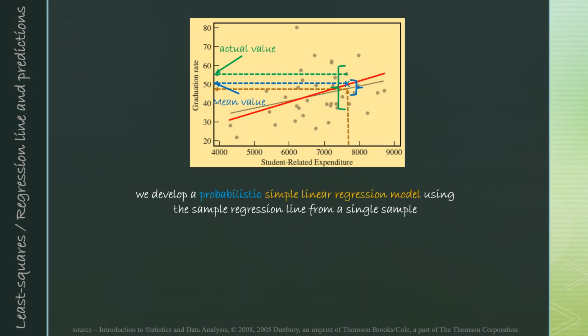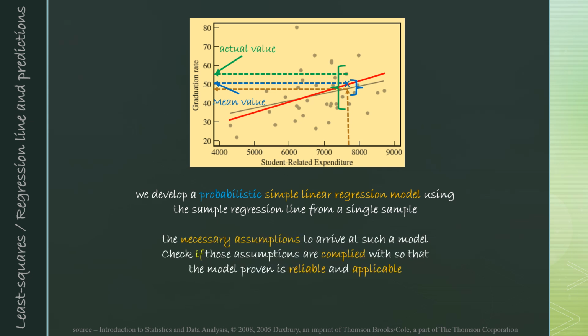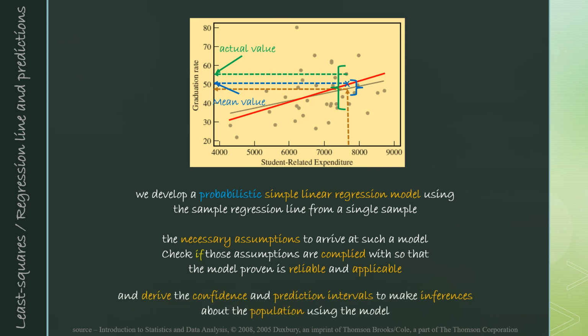In the rest of this lecture and part 2 of this lecture that follows, we develop a probabilistic simple linear regression model using the sample regression line from a single sample, explain the necessary assumptions to arrive at such a model and check if those assumptions are complied with so that the model is proven reliable and applicable, and derive the confidence and prediction intervals to make inferences about the population using the model.